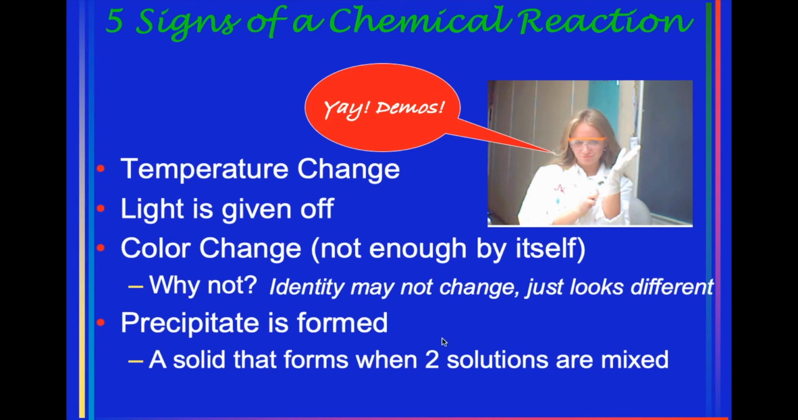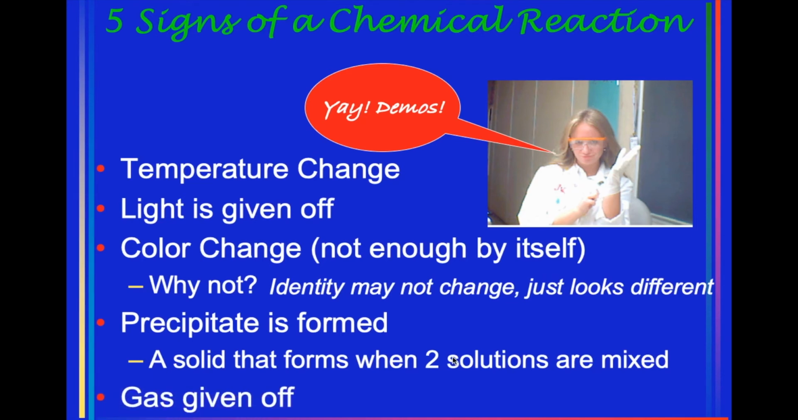A precipitate has to start with 2 solutions. Remember, that's a homogeneous mixture of some kind of chemicals that can react with each other, a chemical reaction, chemical change, to create a new compound that is a solid. So when that happens, for sure, we're like, oh yeah, something new has been created. And then if a gas is given off.